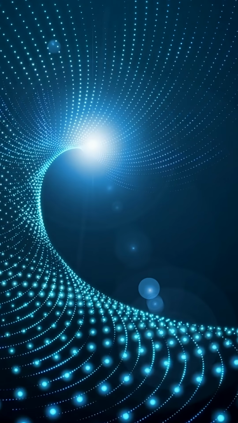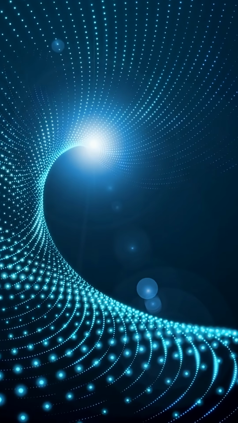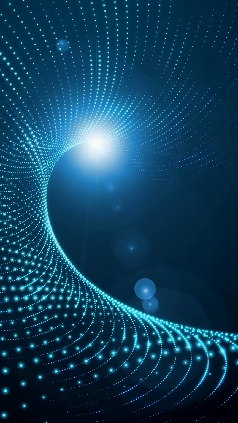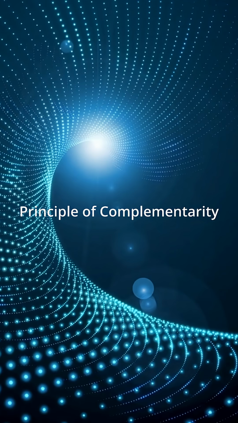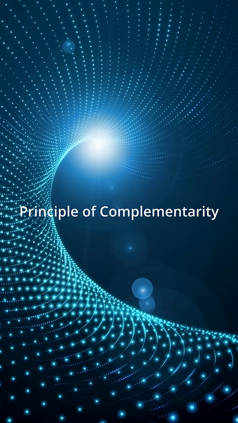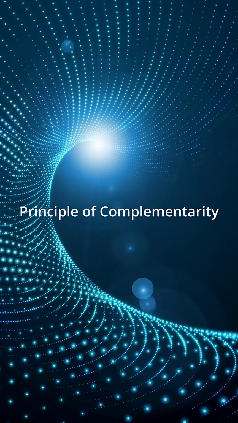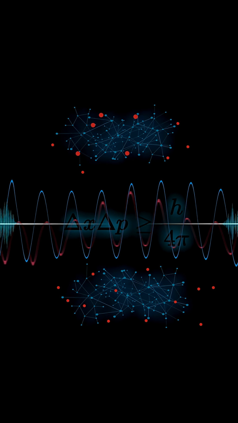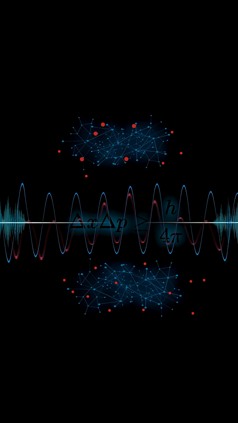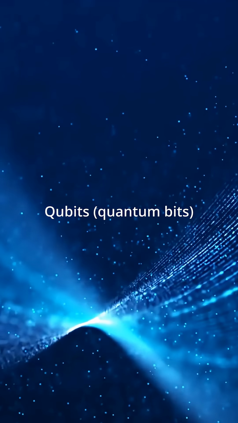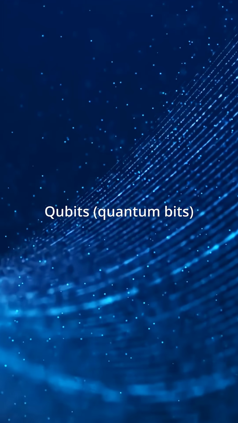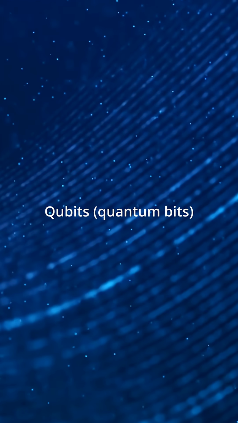But the weirdness didn't stop there. Building on earlier discoveries, Niels Bohr refined the wave-particle mystery into a usable principle, the principle of complementarity. This principle states that quantum objects have two sides, a wave side and a particle side. And it is this wave-like nature that makes qubits, short for quantum bits, possible in quantum computing.